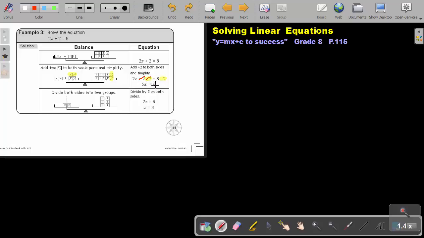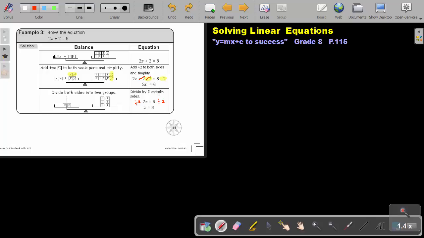8 minus 2 is 6. But I don't want 2, I want just 1. So I'm going to divide this by 2 and this also by 2. So I basically just divide by 2 on this side and I divide by 2 on this side. Because whatever I do on the one side, I must do on the other side if I want to keep the balance of the scale or the equation. So in this case, 2 divided by 2 is 1x, and 6 divided by 2 is 3.